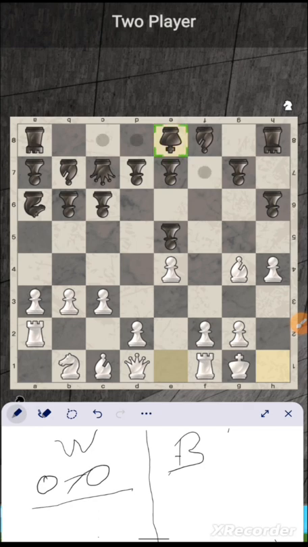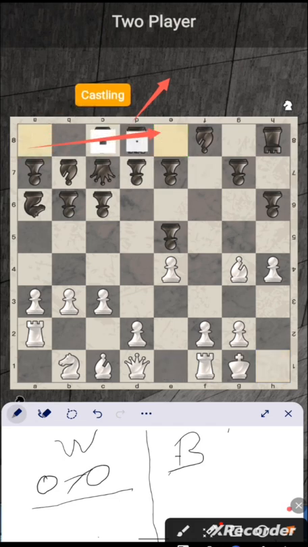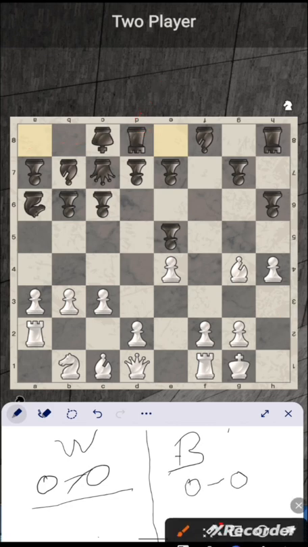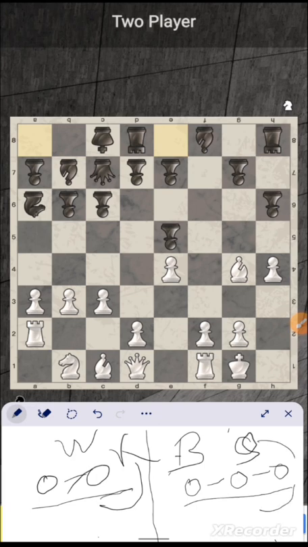Now black will do queen side castling. So d8 was the position of the queen, so black will move his king towards the square of the queen. This is known as queen side castling. It is represented with 3 O. Note it is the letter O. So this is king side castling, 2 O, and queen side castling, 3 O.